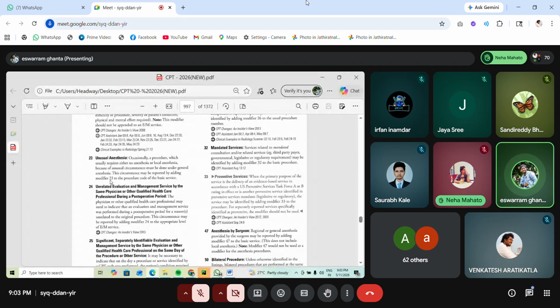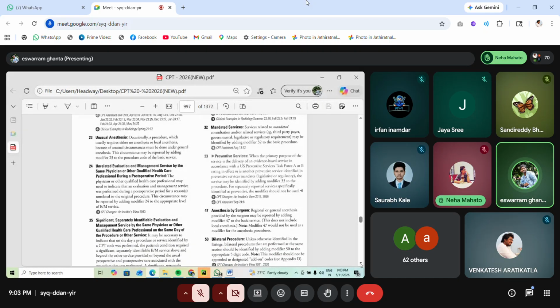In a condition where the patient does not need anesthesia, okay, that means the patient does not need any local anesthesia or any anesthesia, but even though the physician or anesthesiologist had given the anesthesia, in that scenario 23 is given.